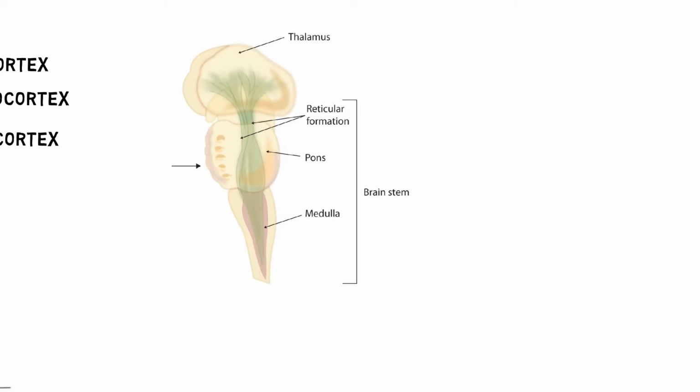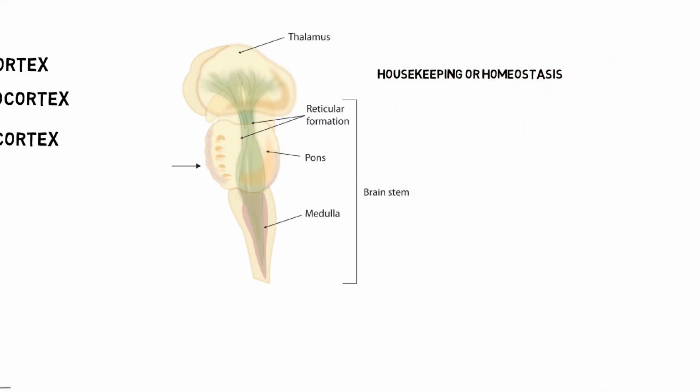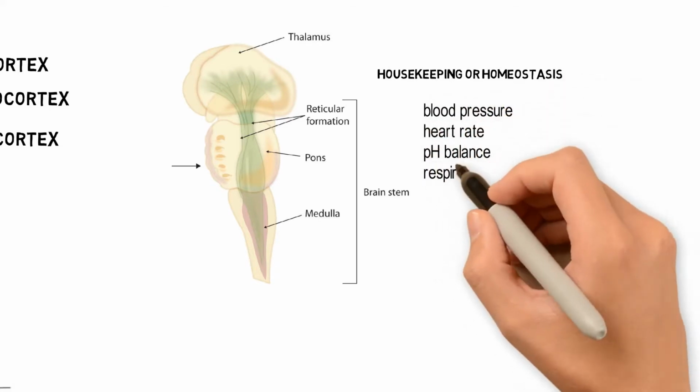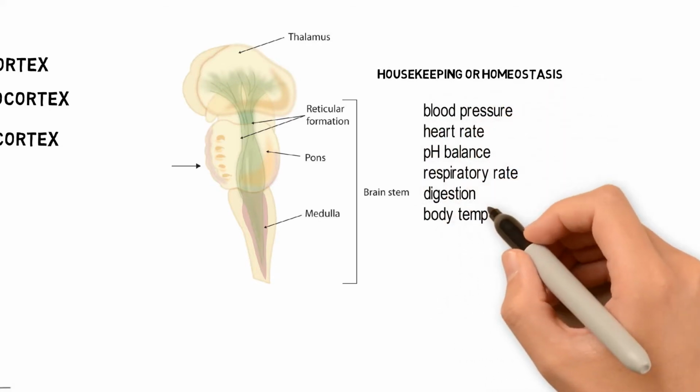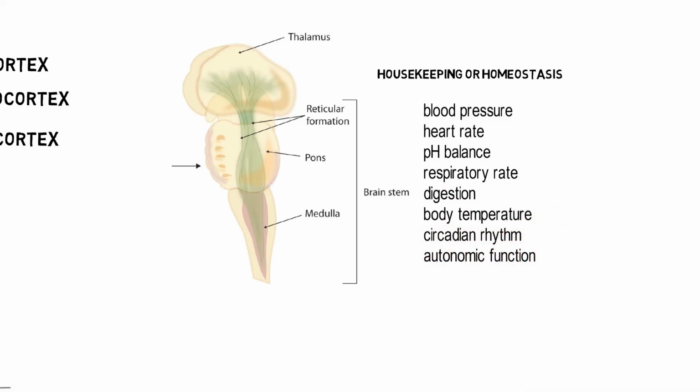The archicortex is the oldest part of the brain and makes up the brainstem. The brainstem controls all the housekeeping or homeostatic processes of the body, such as maintaining the blood pressure, the heart rate, the proper pH of the blood, and breathes for us. It digests our food, controls wake and sleep cycles, or our circadian rhythms, and it takes care of autonomic functions. Without a brainstem, we could not survive.